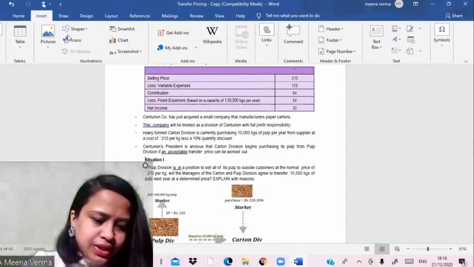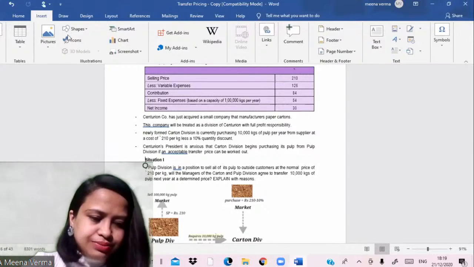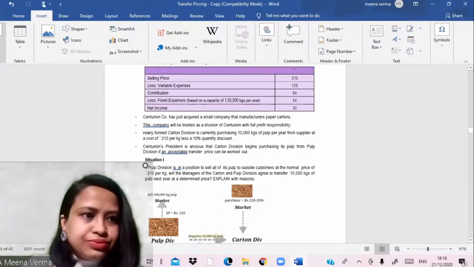Read this question and try to give me the answer for this question.